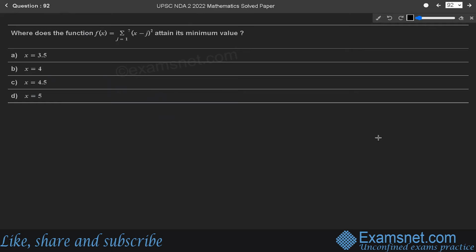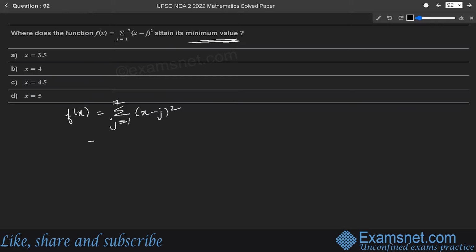Next question is, where does the function f of x is equal to summation of j is equals to 1 to 7 of (x minus j) whole square attain its minimum value? See, first we have to find the value of f of x. Here it is given that j is equals to 1 to 7.